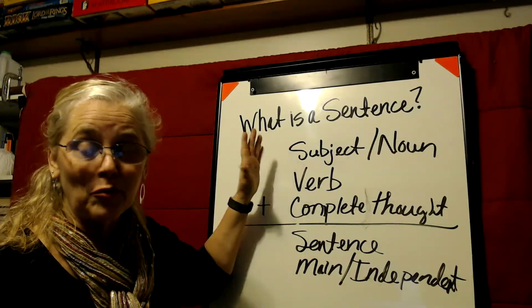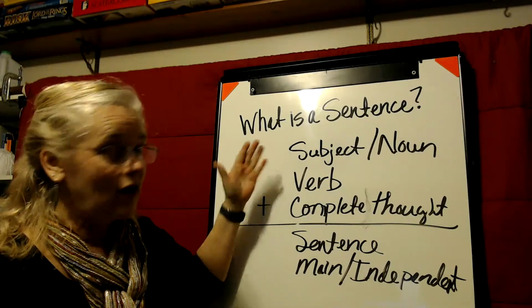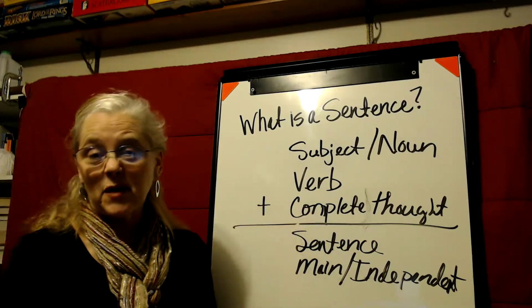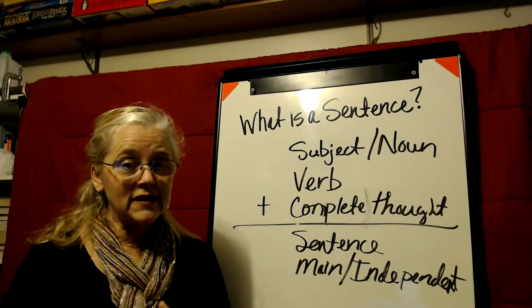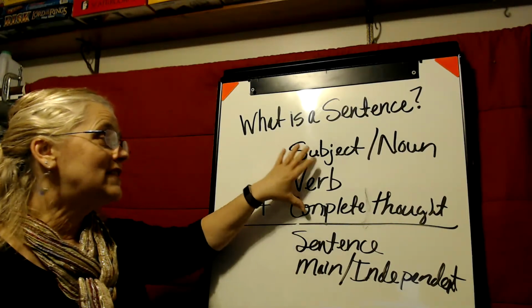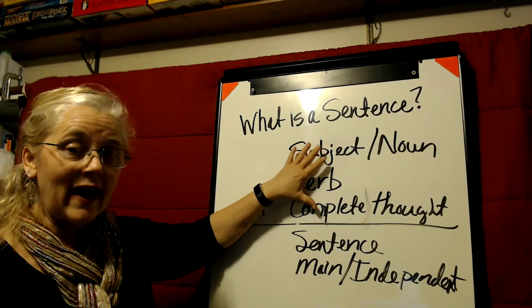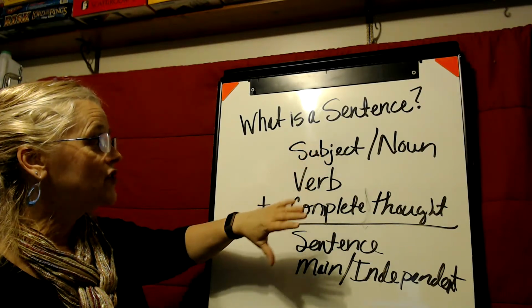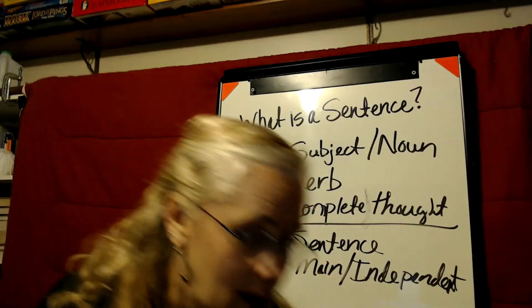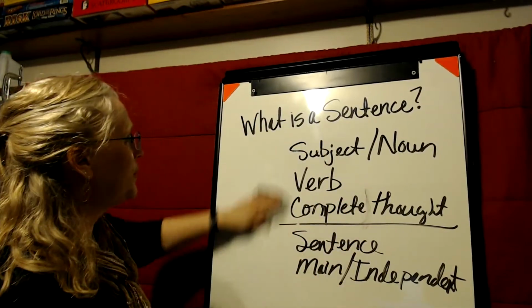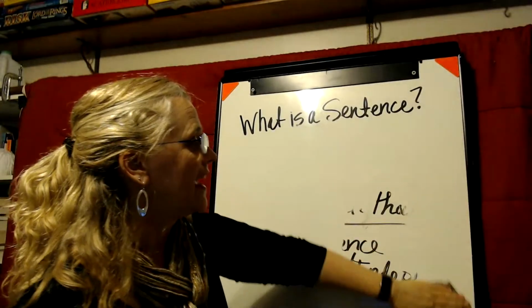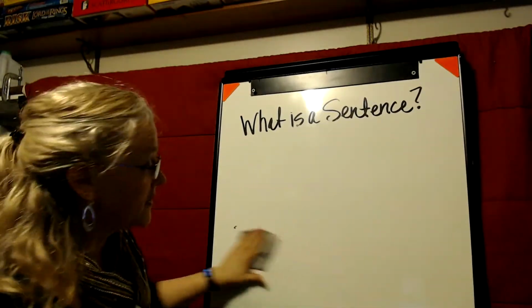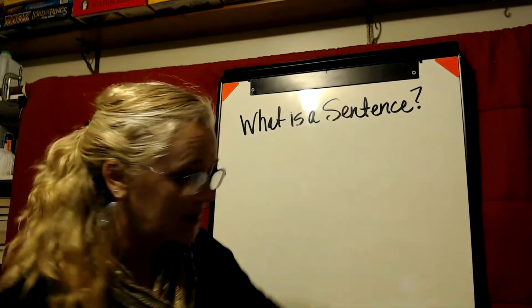Now, there are other elements. All sentences start with what? A capital letter. All sentences end with some kind of end punctuation, a period, question mark, or an exclamation point. But these are the basic elements. You can't get by without those. And so the very simplest sentence can be a two-word sentence. Actually, you can have a one-word sentence, but we'll talk about that in a bit.